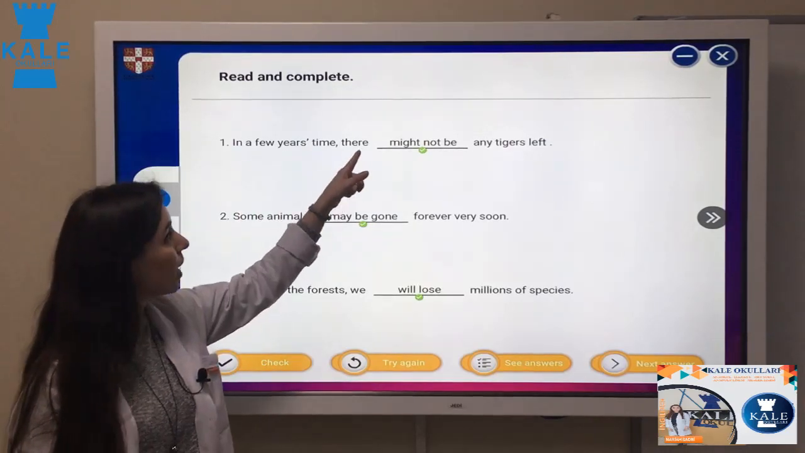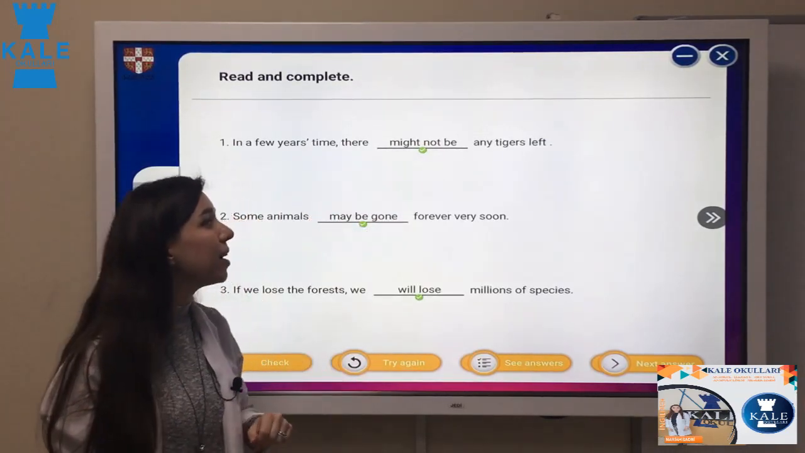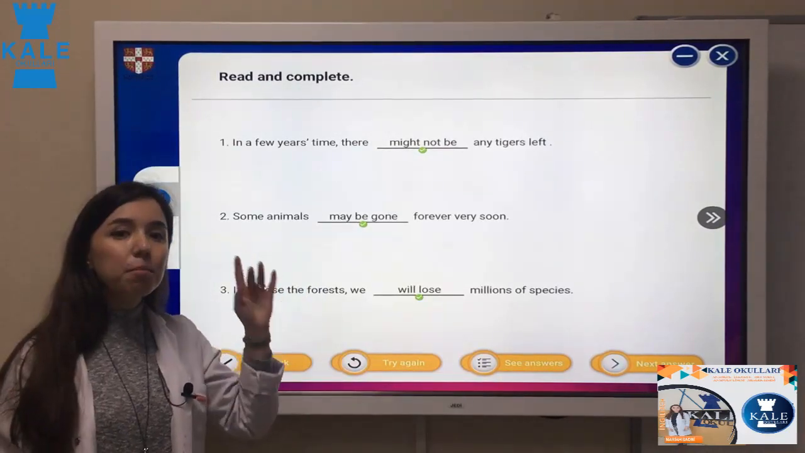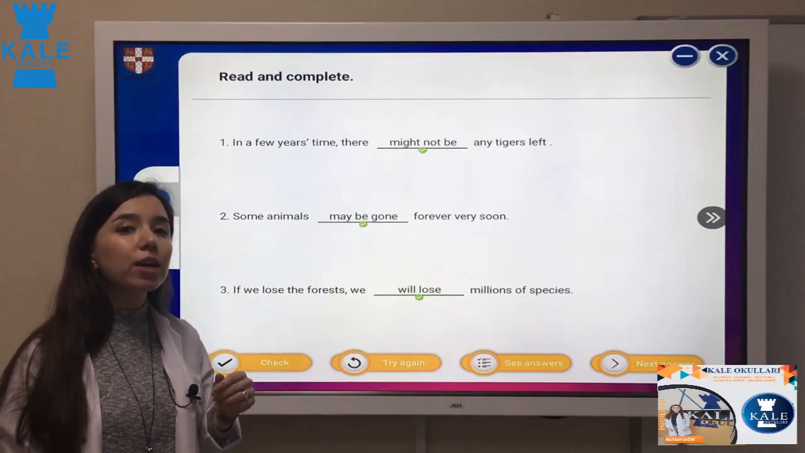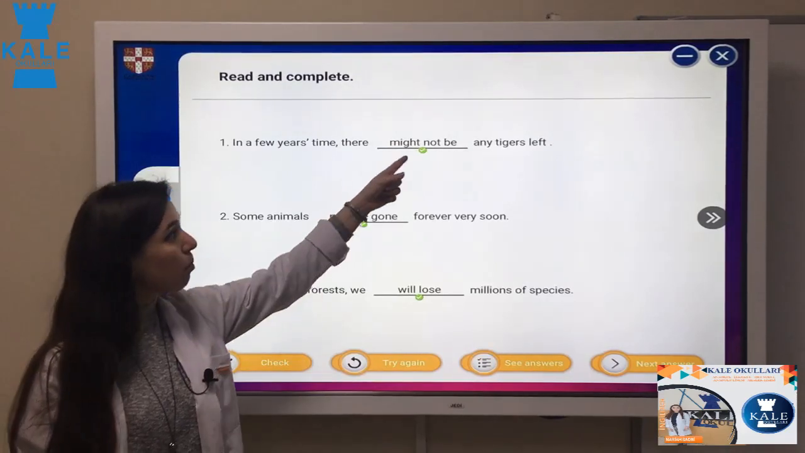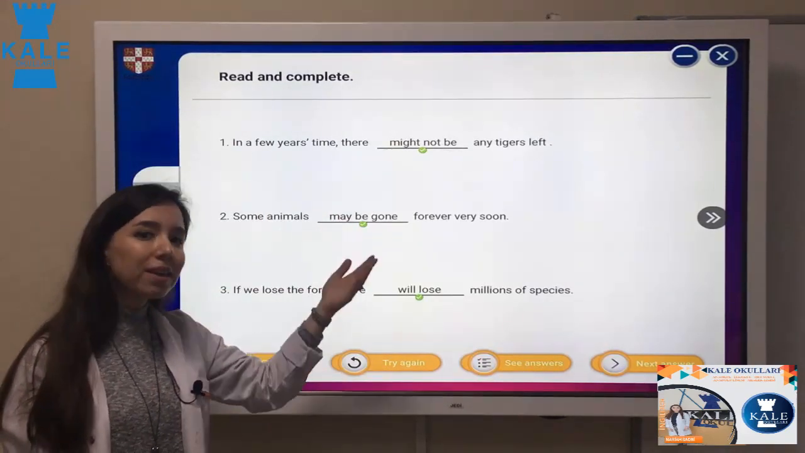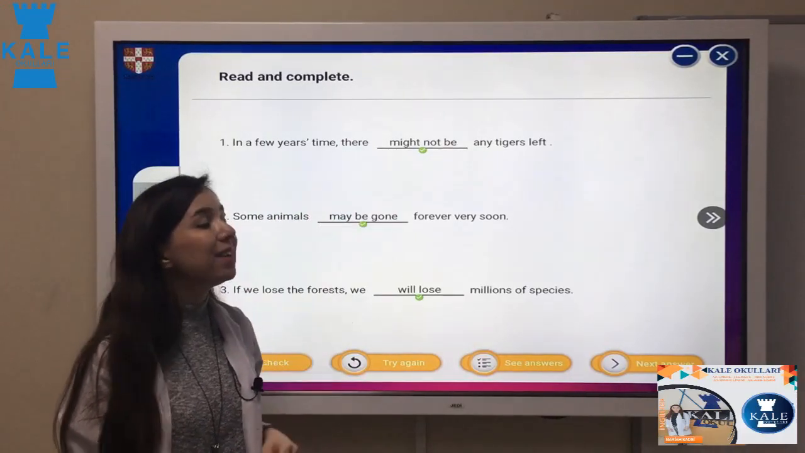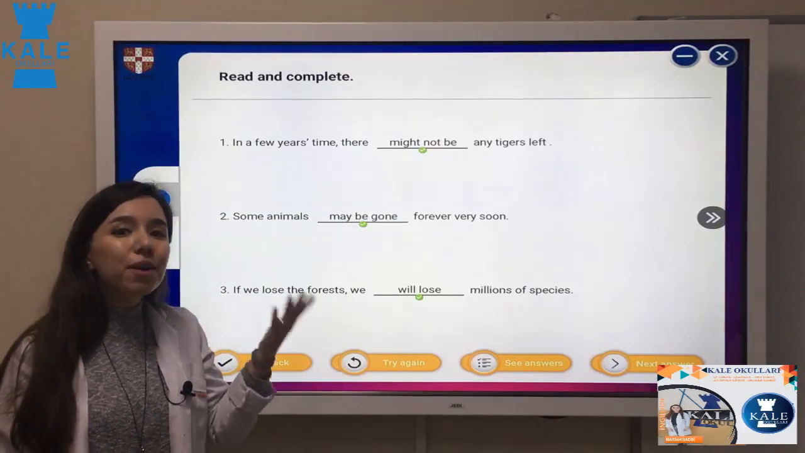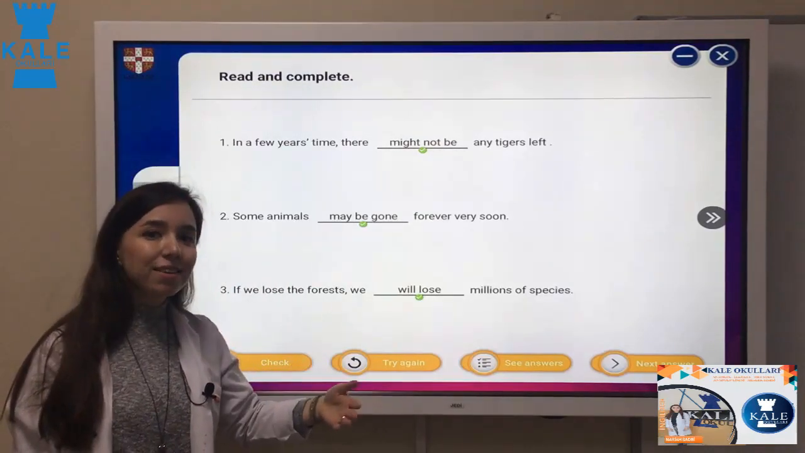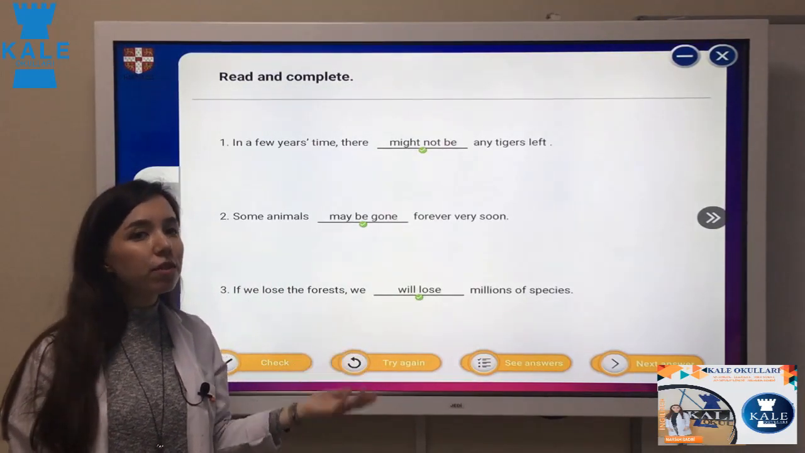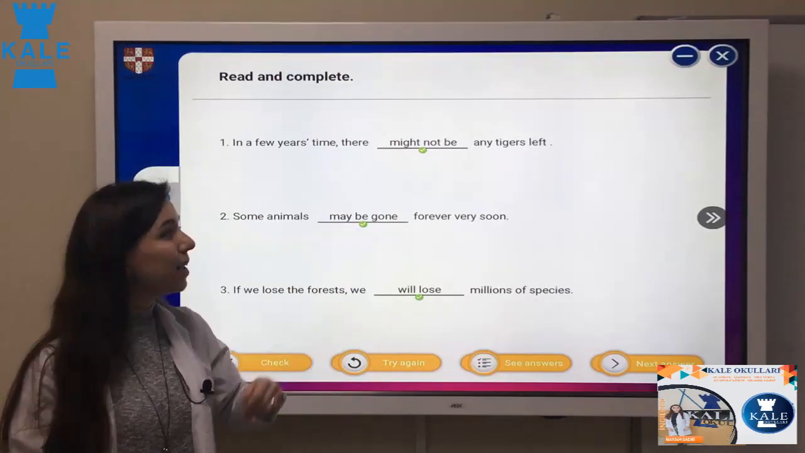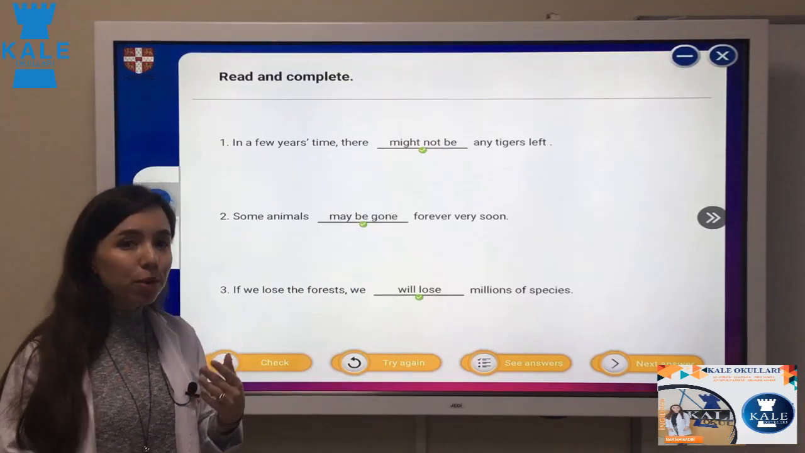In a few years time there might not be any tigers left. Might not be, we know that may, might, will, all of them we can use for prediction. Also might not is the negative form, may not is the negative form. So in a few years time there might not be any tigers left. Yes, we predict, maybe in 20 years, maybe 10 years later, maybe 50, we don't know. There might not be, or they won't be any tigers, because it's a kind of prediction we use them.